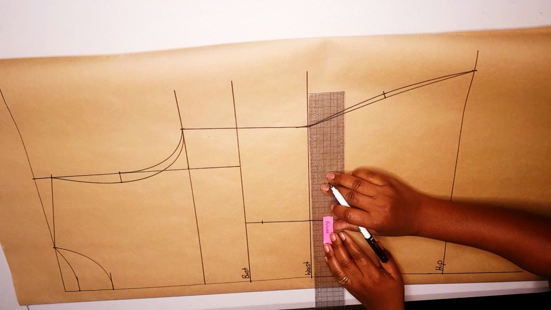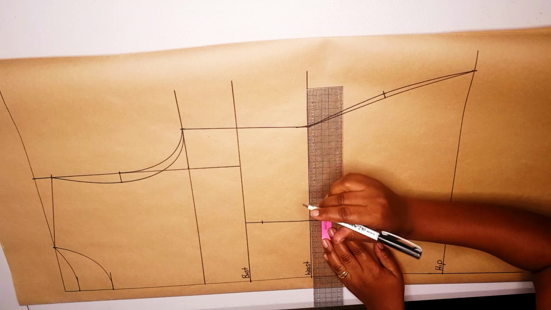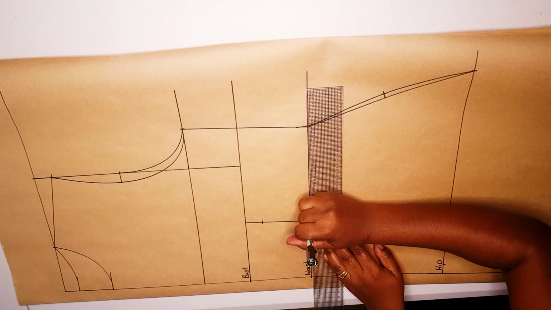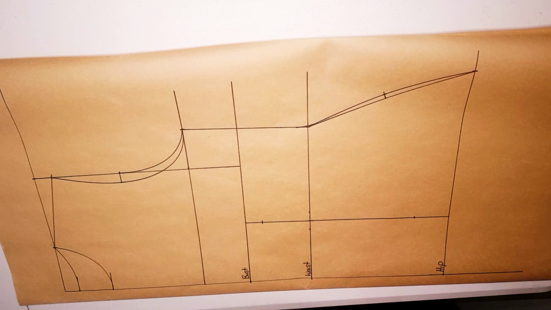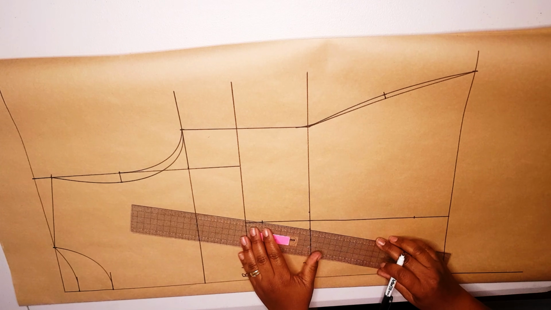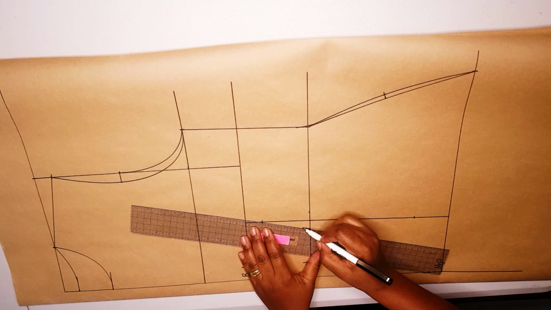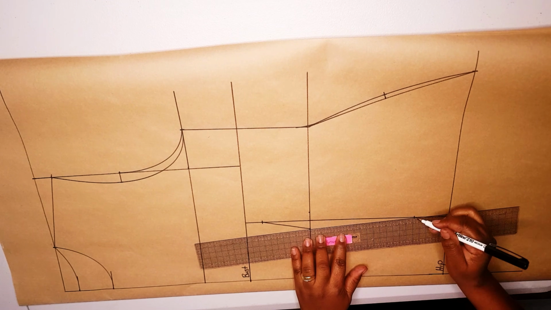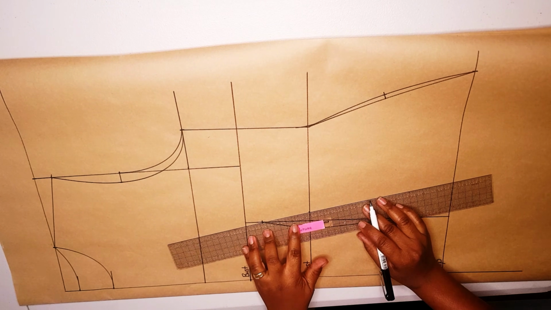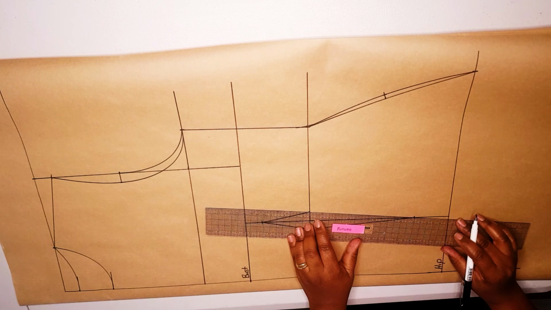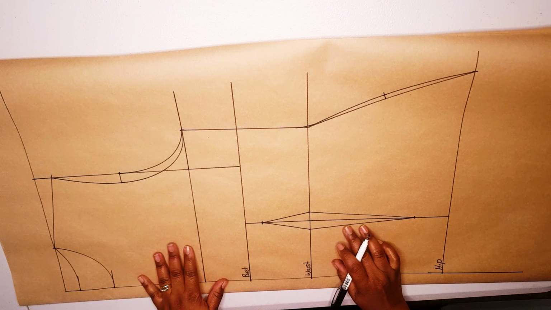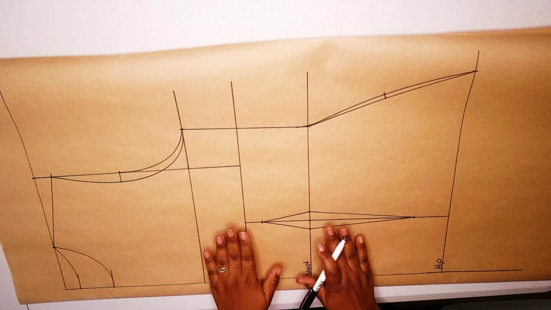Now on the waistline here, mark 1.5 centimeters on each side of this line because our dart is 3 centimeters. So now join all these points to form a dart. Our front dart is finished and we're almost finished with drafting our pattern as well.